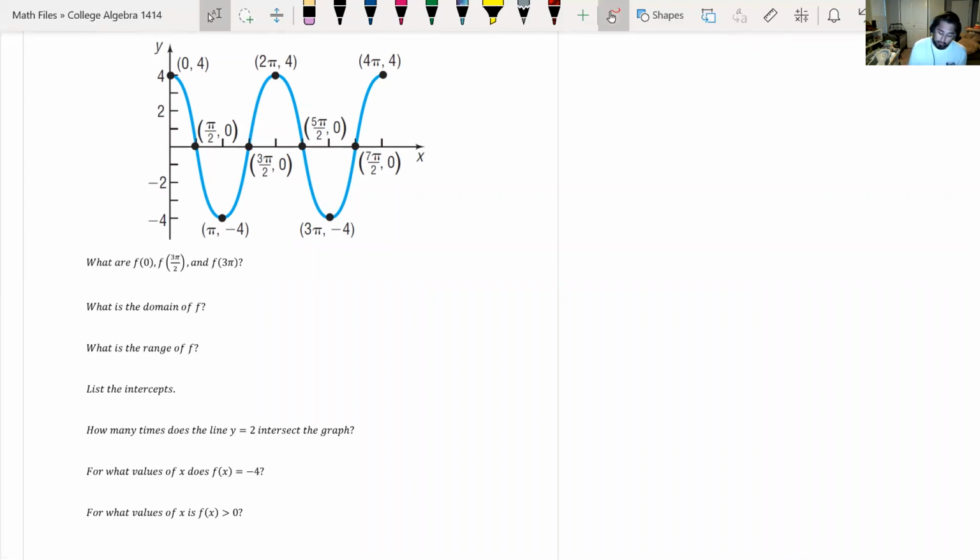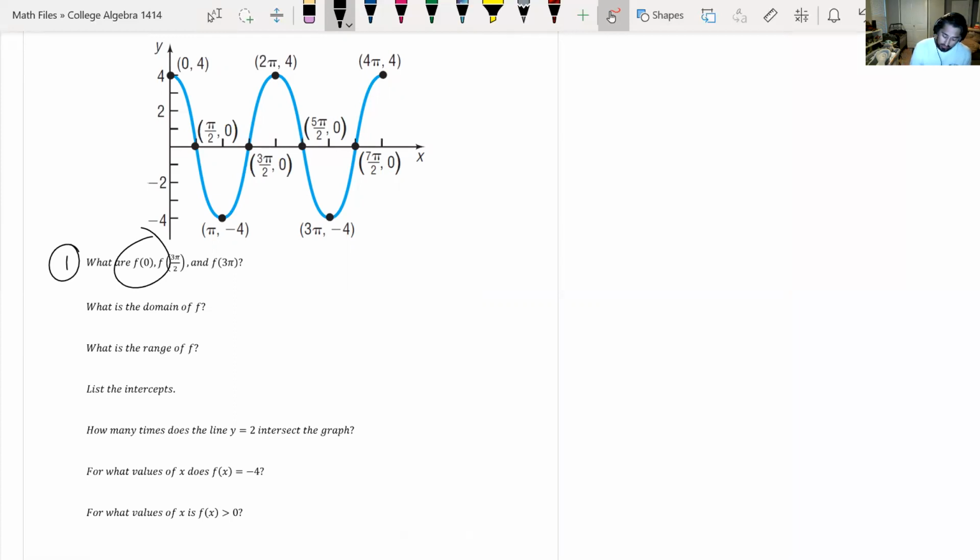For the very first question, it says, what are f of 0, f of 3 pi over 2, and f of 3 pi? So what this is asking, if we look at the first one, in function notation, this says, when x is 0, what is the value of y?